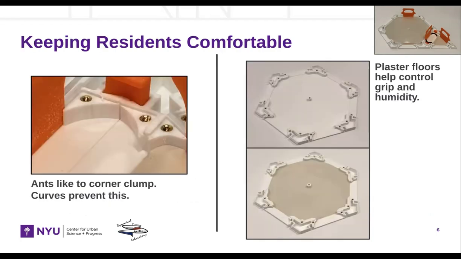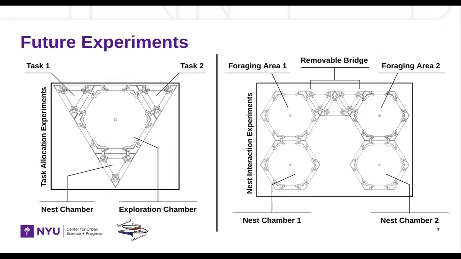Finally, we tried to build OpenNest so that the ants would keep out of the interchamber walkways. Interchamber walls are curved to discourage clumping outside of designated chamber areas. The floor is also inset by 1 millimeter to accommodate plaster flooring for grip and humidity control. Now that concludes our description.